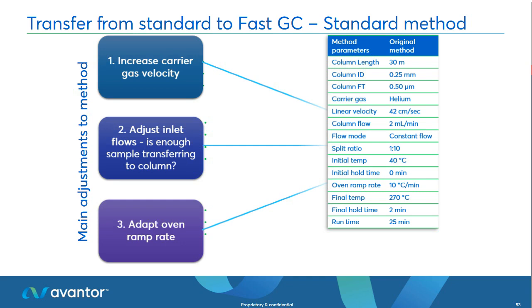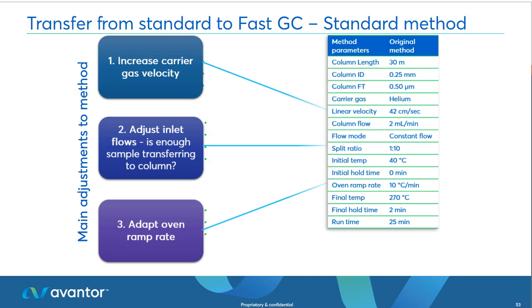Linear gas velocity is 42 centimeters per second. Column flow 2 mL per minute using constant flow, split ratio of 1 to 10. And then the rest of the parameters are pretty standard. The final temperature is 270 degrees, so a little bit lower than usual. And the runtime overall is 25 minutes. So let's see how we can reduce this.